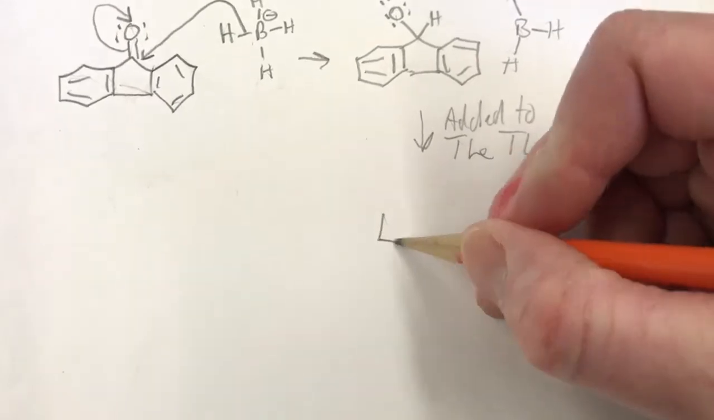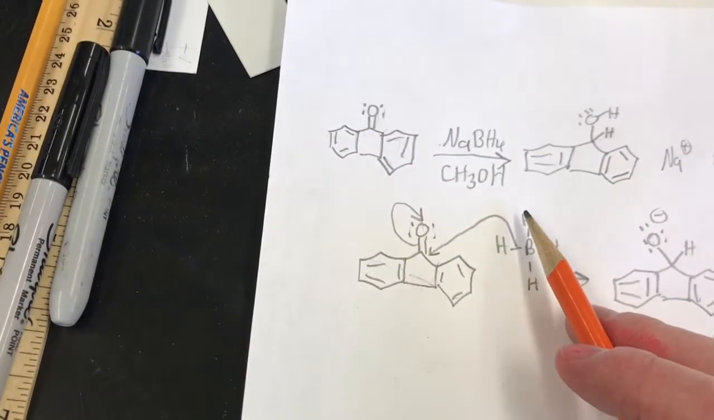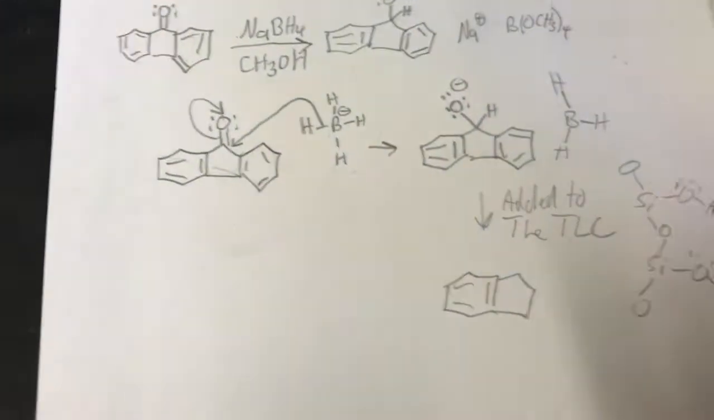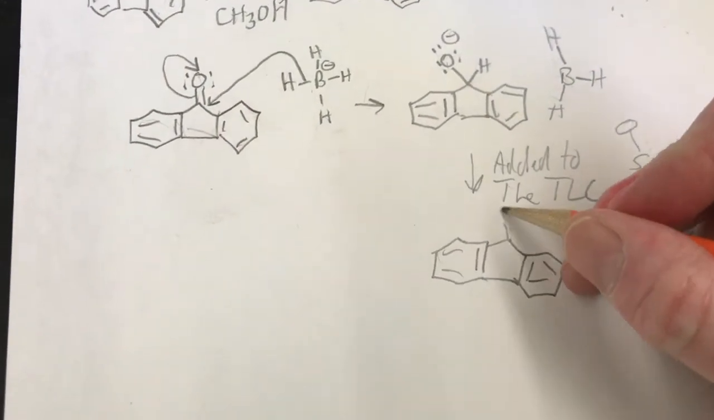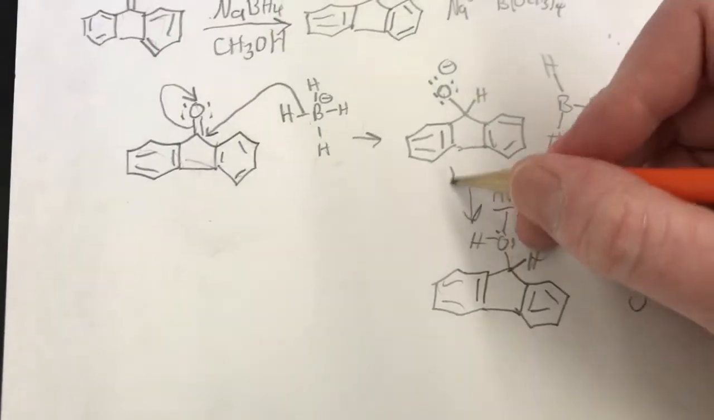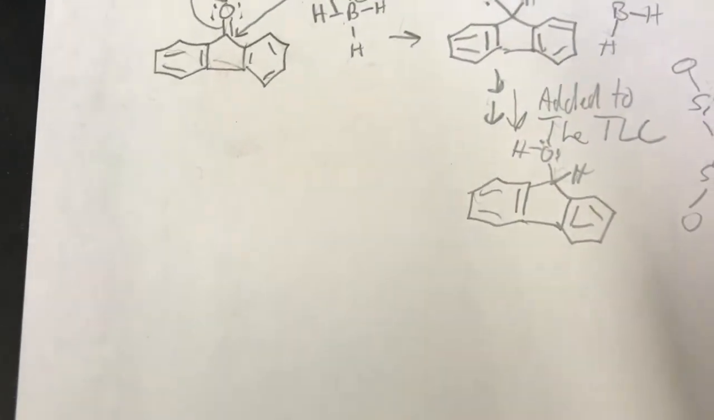So right when we spot it on the TLC plate, the reaction's done. And all the sodium borohydride, the excess sodium borohydride, gets quenched. So the reaction stops immediately when we spot it on the TLC plate. But there's many more steps here before we get to that. I just want you to understand that once I take a sample of the reaction in my capillary tube and I spot it on the TLC plate, it stops the reaction.